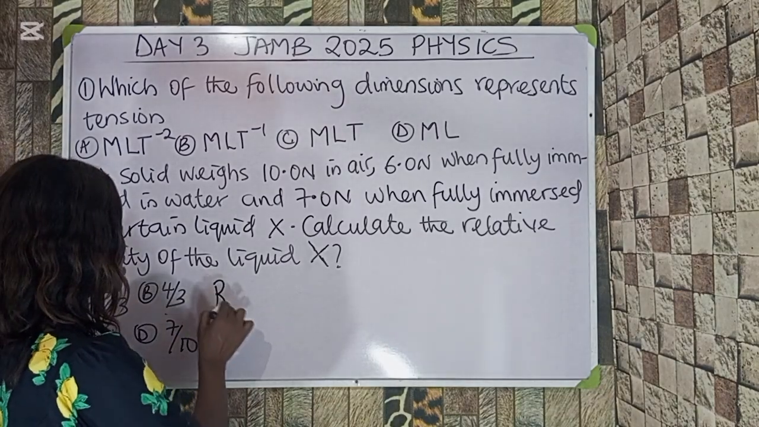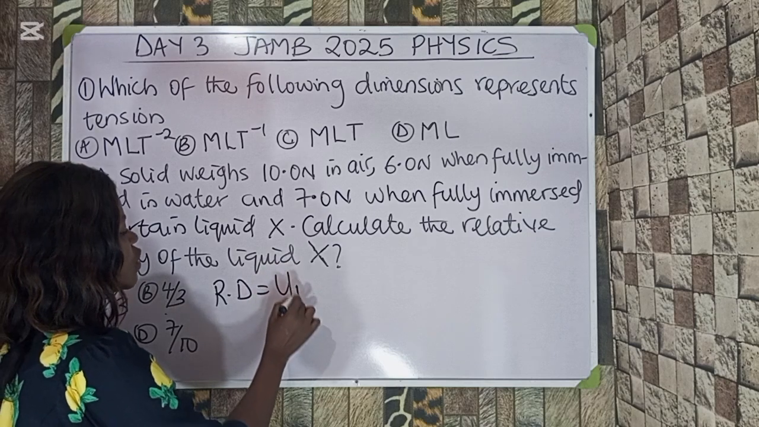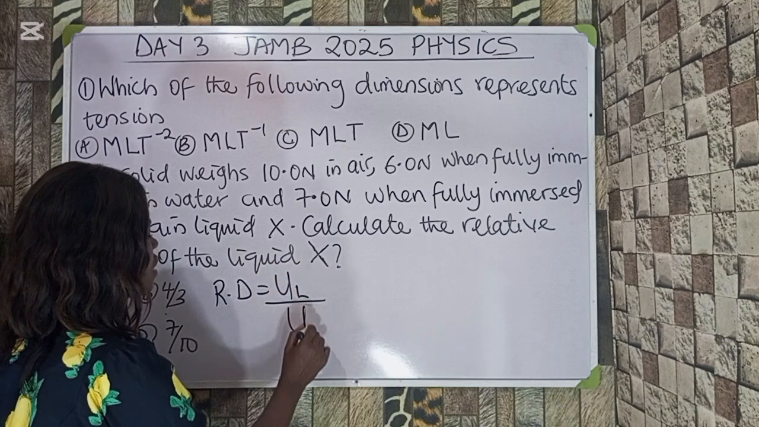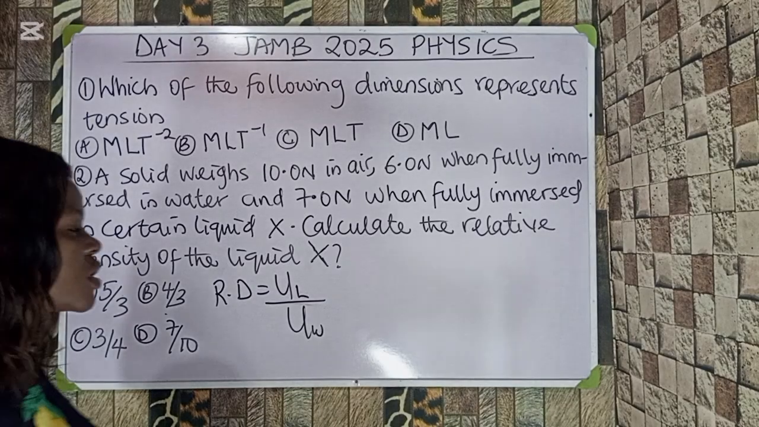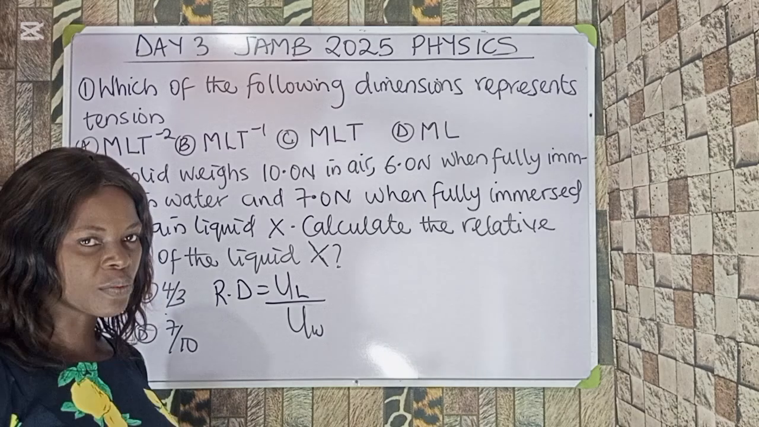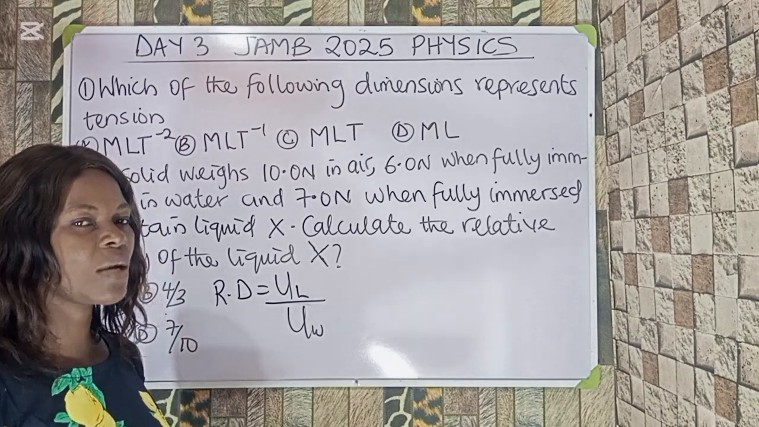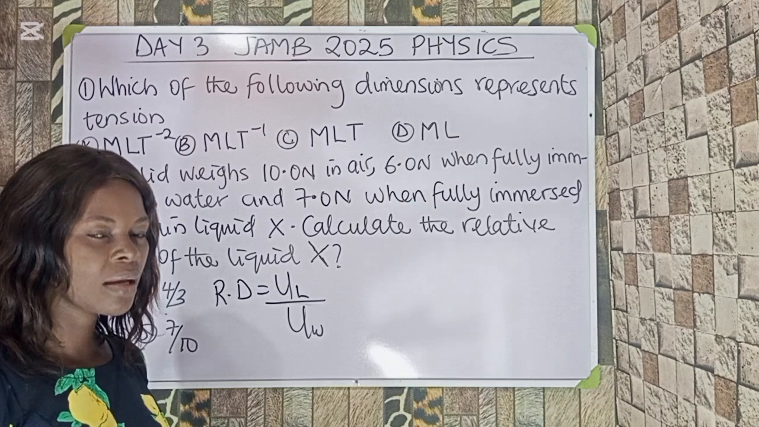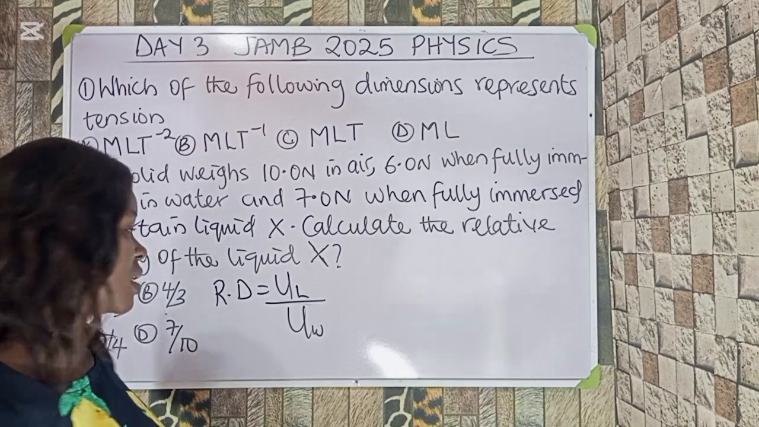Relative density, RD, is equal to upthrust in liquid over upthrust in water. Is that clear? Now, what is upthrust in liquid? You know that upthrust is that upward force that acts on any object that is partially or totally immersed in a fluid. So you can say that upthrust is weight in air minus weight in water or in liquid, depending on how the question is.